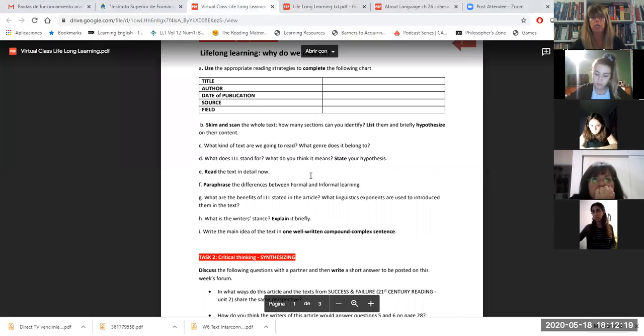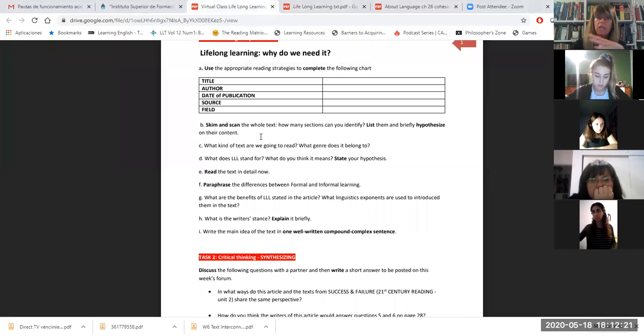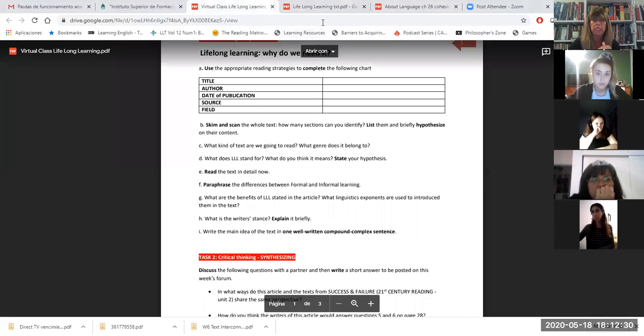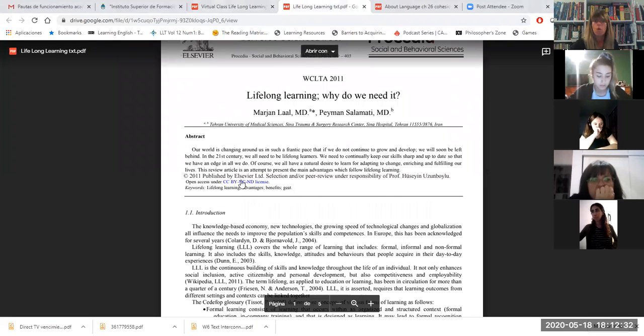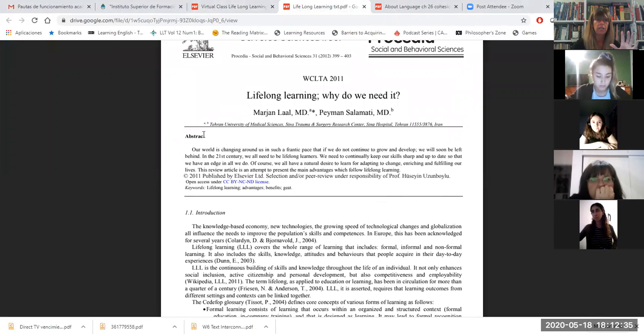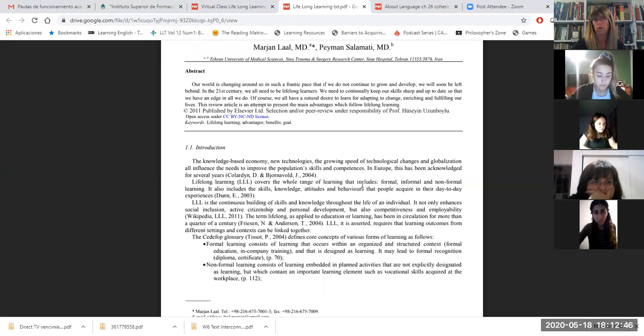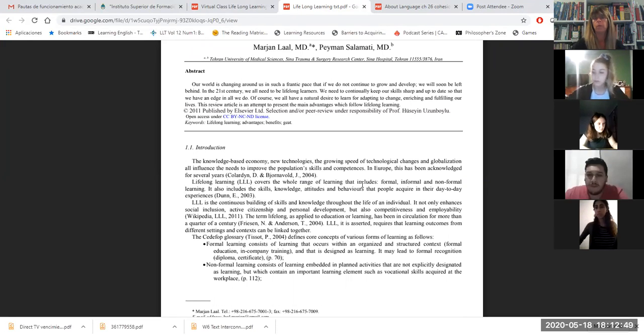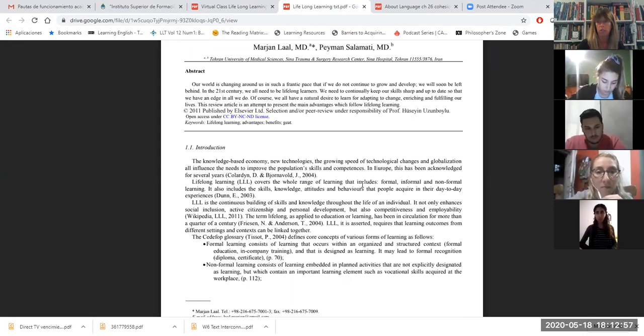So then, one of the issues here in point B, after skimming and scanning the whole text, the idea is to try to identify the number of sections that we find in this text, right? So the first section that we find is here, what does it say here? The abstract. Okay, abstract. What do you think an abstract is? I think it is a brief summary about the whole article. Exactly, right? It's a brief summary about the whole text.